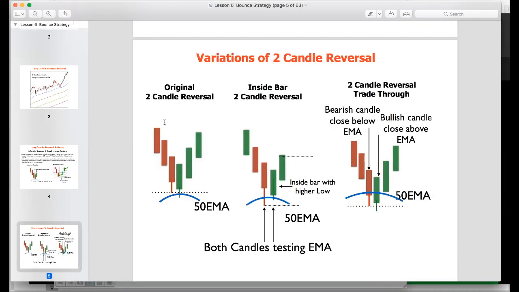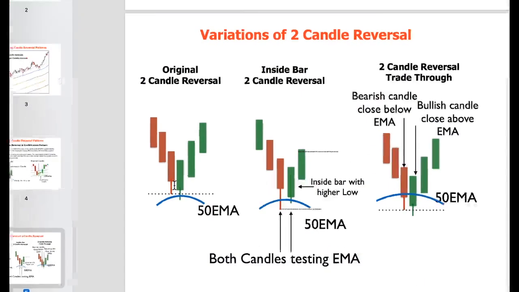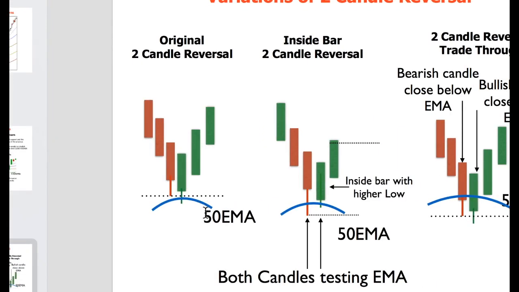to this bounce 2-candle reversal setup. Okay, so it will help you to screen for trades where you've got a reversal candle bouncing off the moving average with a confirmation candle.